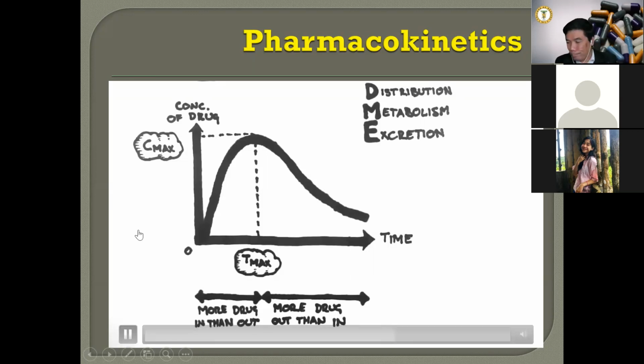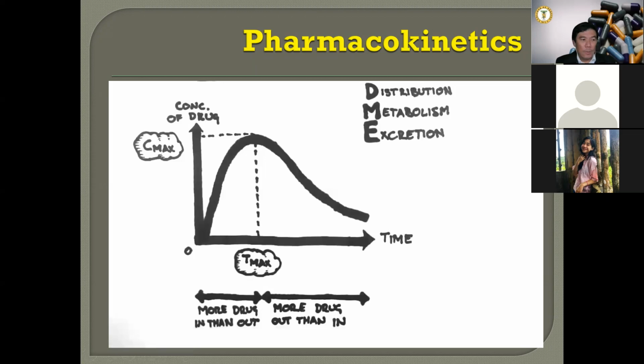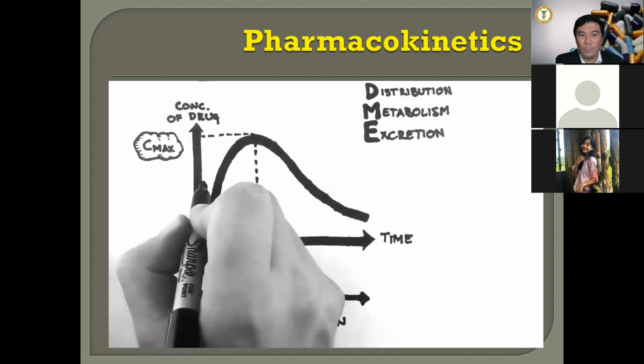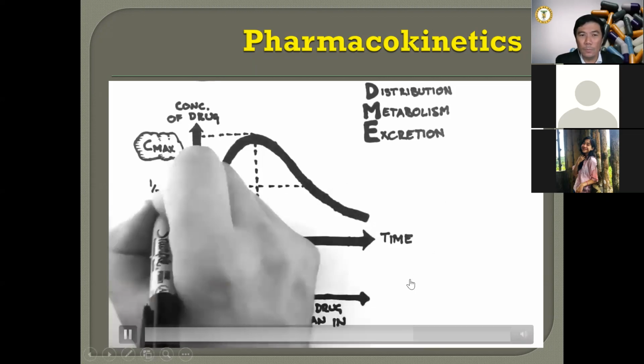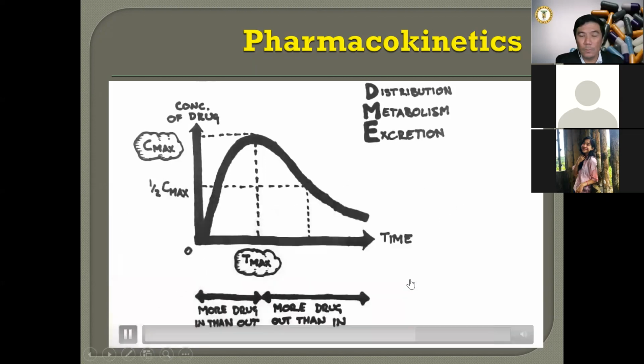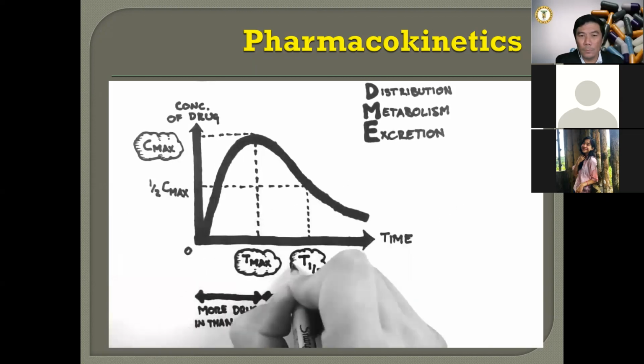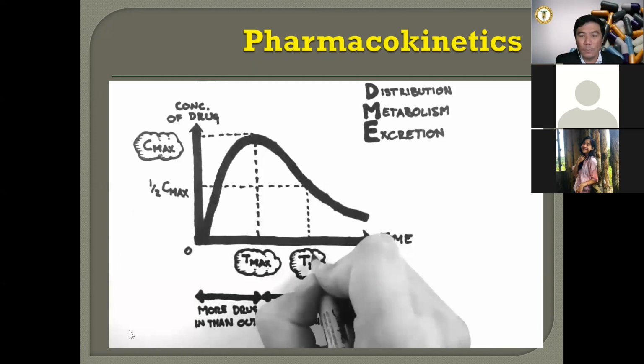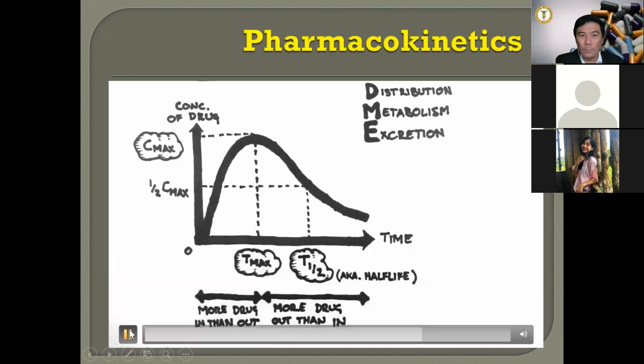So let's consider the half-life on this graph. If we begin at Tmax, we want to see how much time it takes for the concentration of the drug to decrease from Cmax to half of Cmax. So here is the half Cmax line here. And therefore, the half-life, which is often denoted T half, is the time between Tmax and where I've drawn T half here.